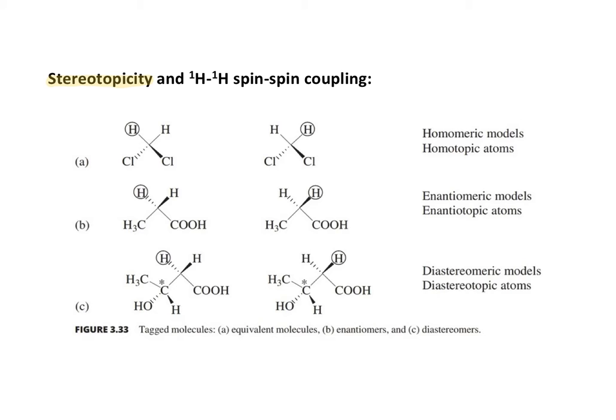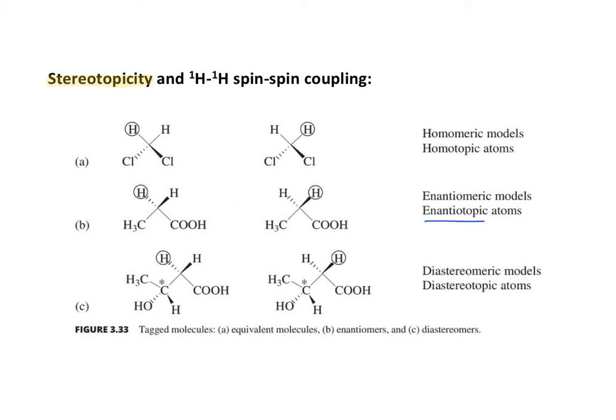For a compound such as propanoic acid, the methylene hydrogen atoms are enantiotopic. Changing one of the hydrogen atoms to another group creates a chiral center. However, the enantiomers are not distinguishable by NMR spectroscopy.